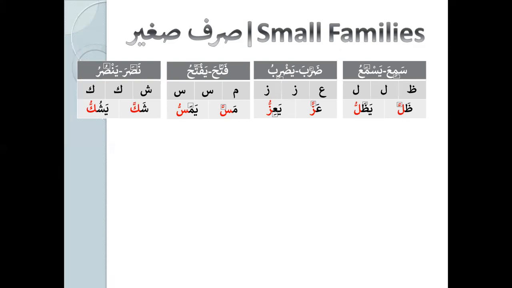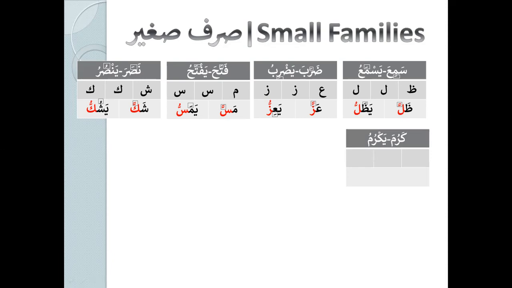Nasara, Yansuru, again the same thing happens: the harakas are transferred and the same rule is followed, that in Mudari, the middle root letter's haraka comes back. Please remember, the middle root letter's haraka that comes back in Mudari, I do not mean the middle haraka of the Madi. For example, we have Daraba, Yadribu. The middle root letter's haraka of Mudari comes back over here, not of Madi. We are talking about Mudari. Please do not confuse this point in your mind.